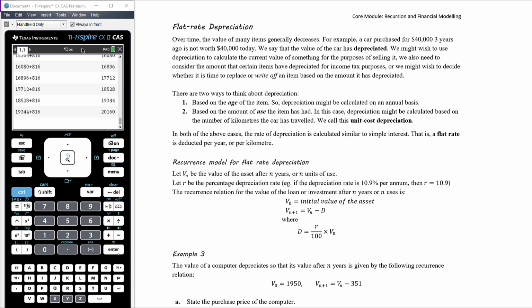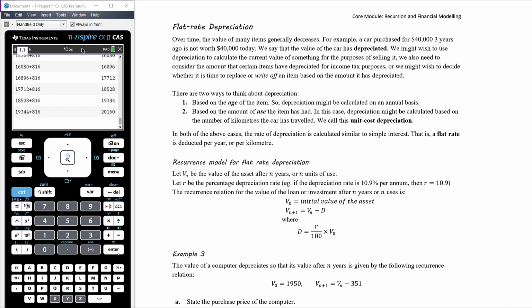So there are 2 ways for us to think about depreciation. Well, actually there are 3 ways, but in terms of flat rate depreciation, there's 2 ways for us to think about it. One is based on the age of the item. So depreciation might be calculated on an annual basis, and the other would be based on the amount of use that the item has had. So in this case, the depreciation might be calculated based on the number of kilometres the car has travelled rather than the number of years that you've owned the car. And we call that unit cost depreciation.